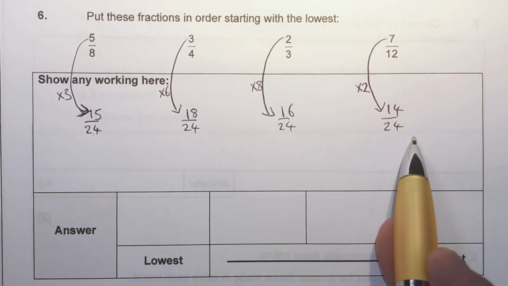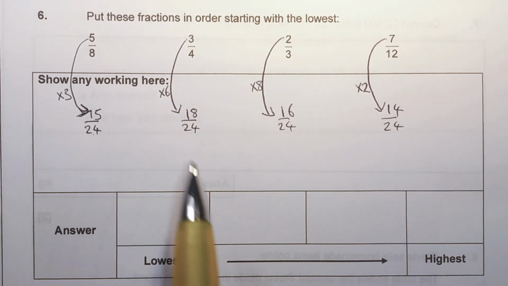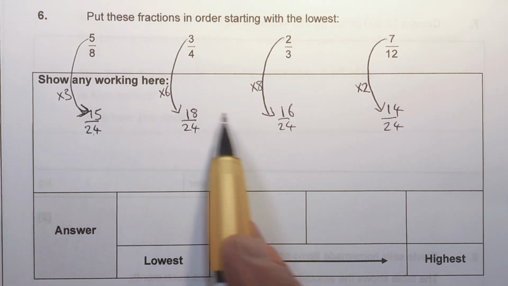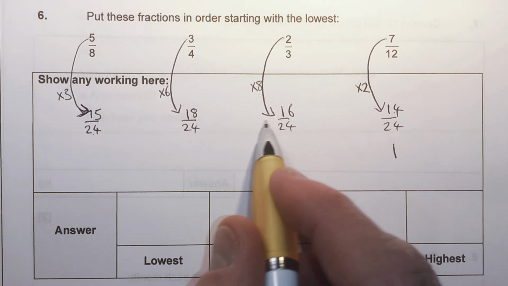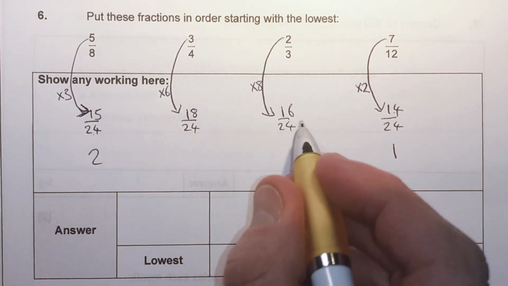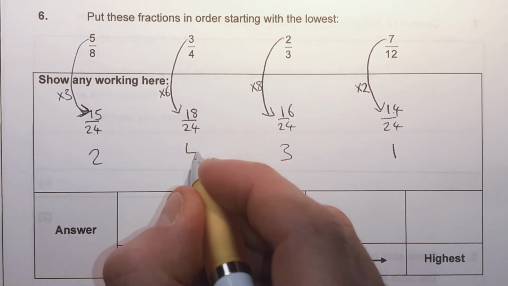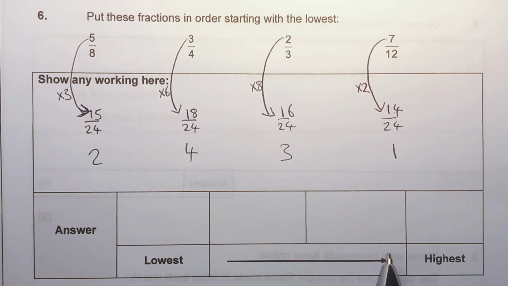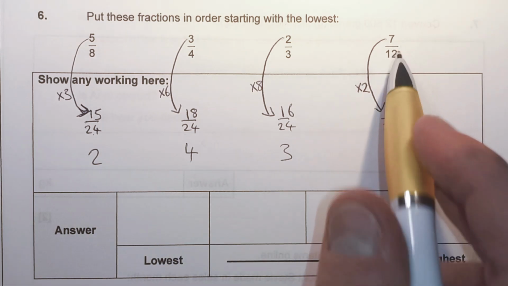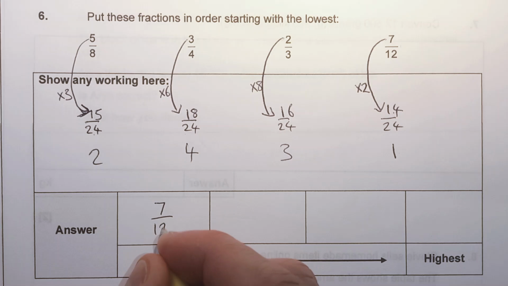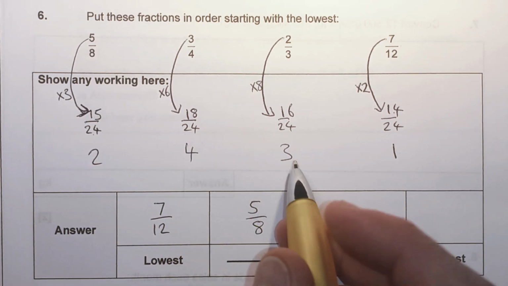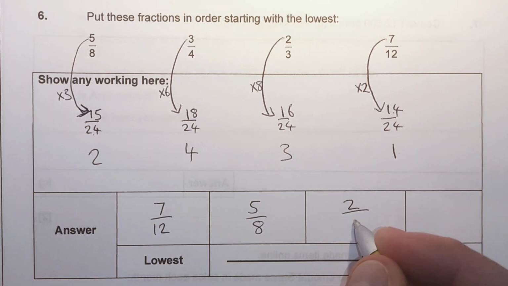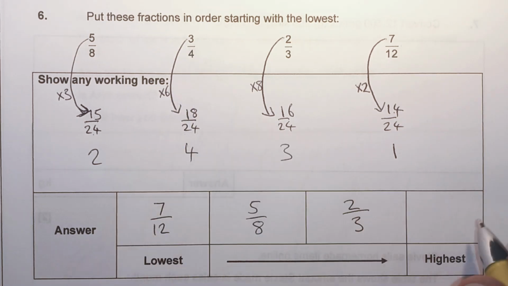They've all got the same denominator, so we just look at the numerators. We want to start with the lowest. Well, what's the smallest number on top? Well, it's the 14. So this is going to be the smallest. Then 15. Then 16. And then 18. So writing them on here. Well, let's go back to the original fractions they gave. So it's 7/12ths. The second one is 5/8. The third one is 2/3, and the fourth one is 3/4.